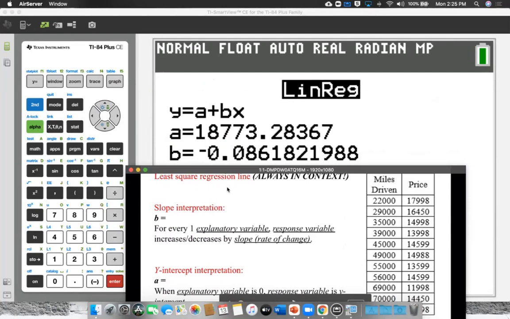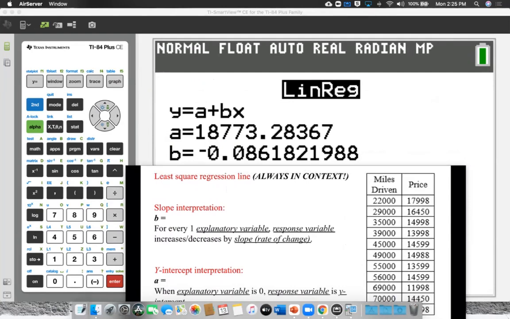So A is a pretty big number. 18,773.284. Yeah, I'm not gonna write the whole thing. 3 spaces and you're good. Slope is a negative small number. Slope, negative 0.086. Okay.